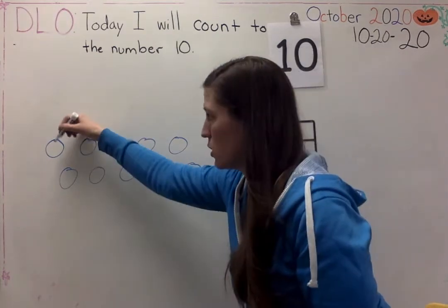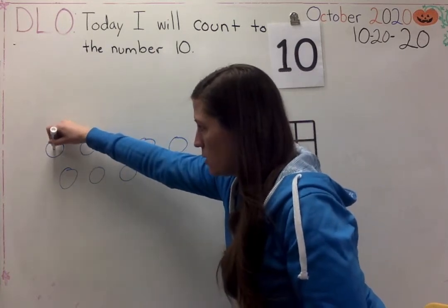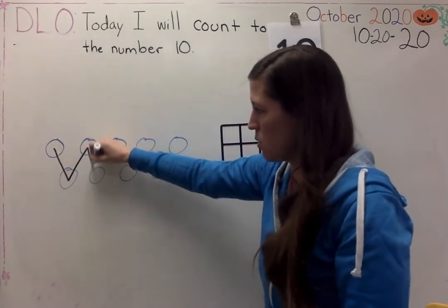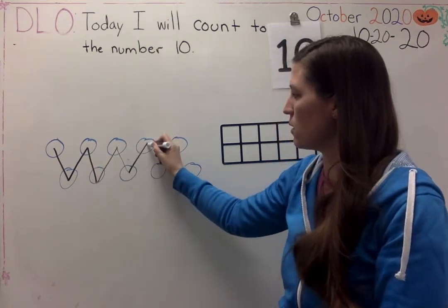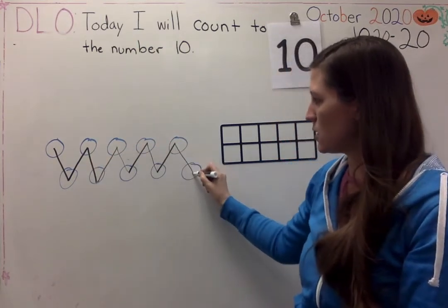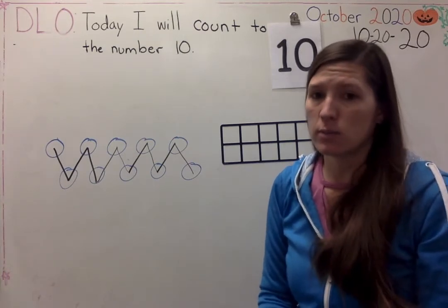Watch me. Start at the top one. I have to count with my first one as number 1. Ready? 1, 2, 3, 4, 5, 6, 7, 8, 9, 10. You could use a zigzag method also.